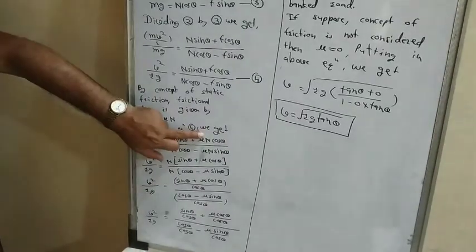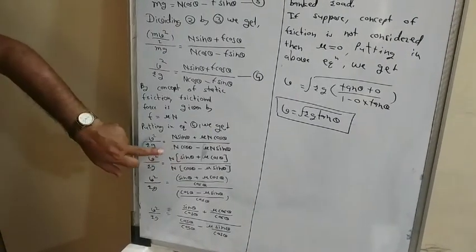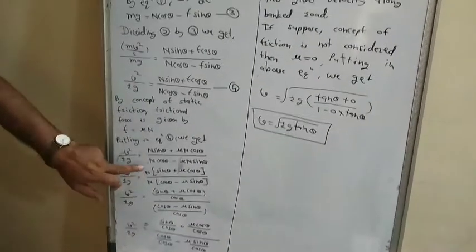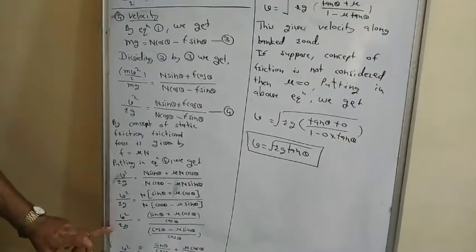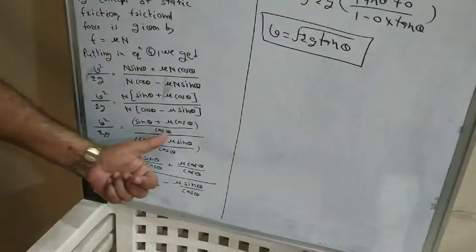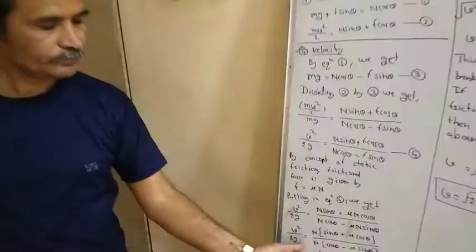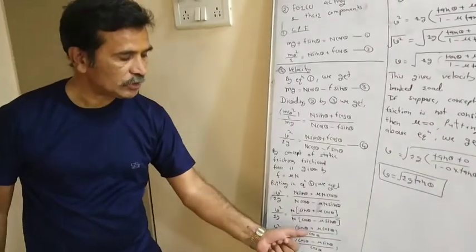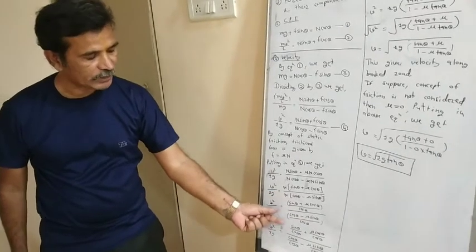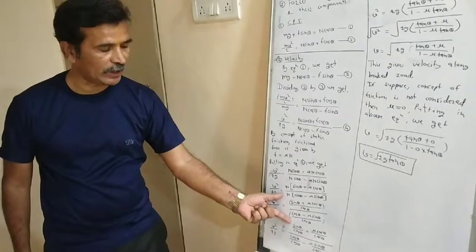So clearly N is common in the numerator. Similarly N is common in the denominator. We can take common N from the numerator and from the denominator, and we can cancel it. So we get v square upon rg is equal to sin theta plus mu cos theta, whole divided by cos theta minus mu sin theta. In this typical case, we divide by cos theta the numerator and denominator. Allowed. The same operation we can do in the numerator and in the denominator. So such mathematical operations are allowed.